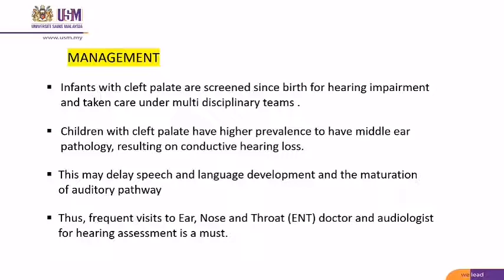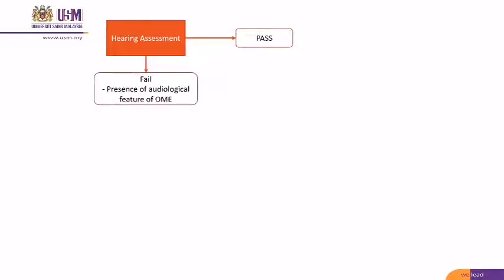So what happens during hearing assessment? If we see no signs of any of the audiological features that we mentioned earlier, it means that the child passes the assessment. But if there is an audiological feature of ME, for example, retracted tympanic membranes, a type B tympanogram, or audiometry showing mild to moderate conductive hearing loss, it means that they failed the assessment. So as audiologists, we refer to the ENT doctor. The ENT doctor will arrange a follow-up 3 months later because we want to see what happens in these 3 months.